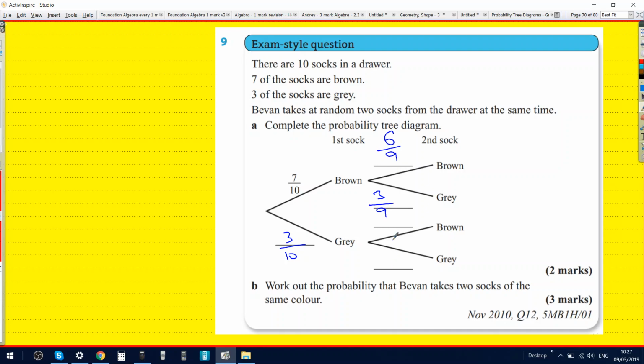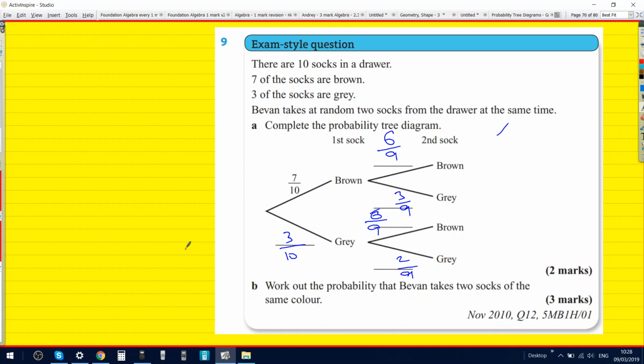And then would the next one here, for if they pick a grey and then a grey again, be 2 over 9? Oh, sorry. Sure. Yeah, 2 over 9, and then the brown would be 6 over 9. Yeah. And that's A, and then B.